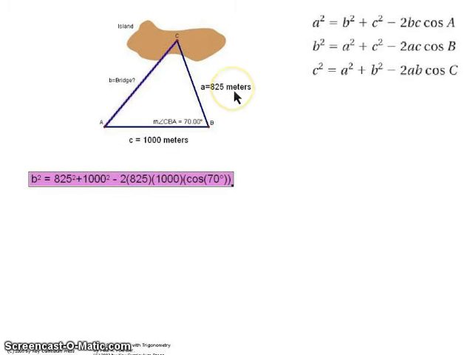I'm going to square it. That's what the formula tells me. The 1,000, I'm going to square that, minus the 2. Now you notice the 825 is being used again. This time it's not being squared. The 1,000 is being used again because that's the AC part of the formula.